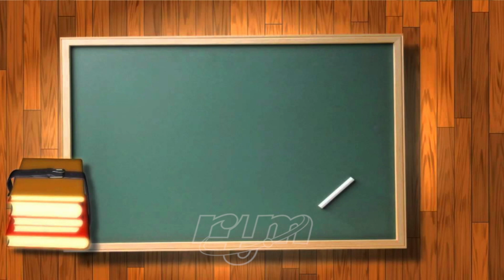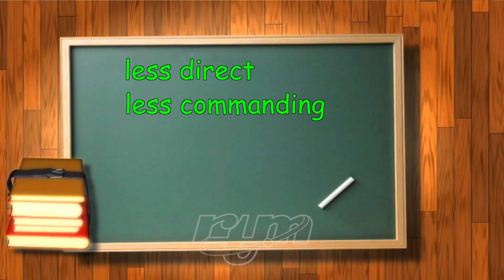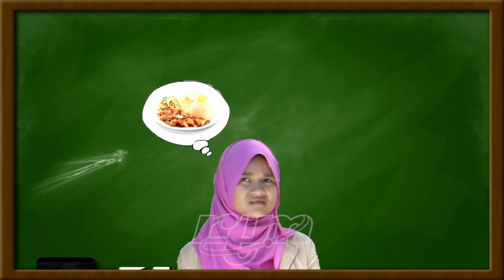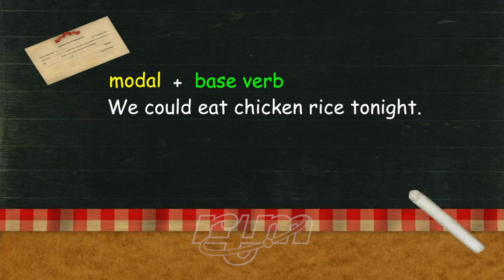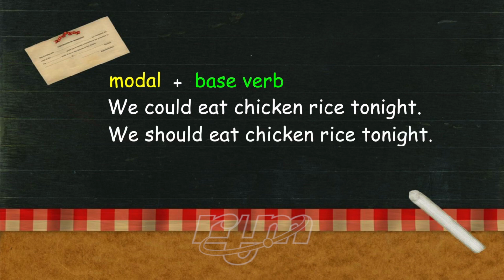So the goal is to give ideas to someone without pressuring the person to accept the ideas. Therefore, when giving ideas, we should always try to sound less direct and commanding. We can achieve this by using the modal verb could and should. For example, imagine that you want to suggest having chicken rice for dinner to your family. Using a modal verb followed by a base verb, you can say, we could eat chicken rice tonight, or we should eat chicken rice tonight.